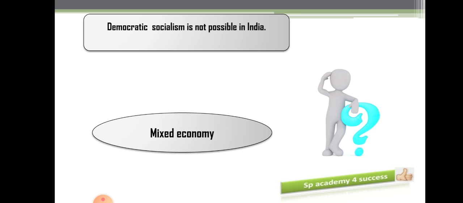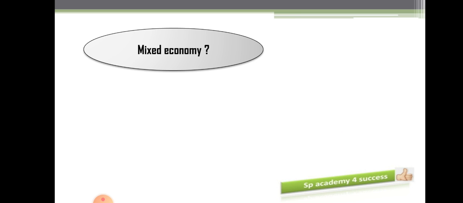Now the question is, what is this mixed economy? Mixed economy means both public and private economy. In India, we have both the public economy and the private economy. It means we have both private and public companies. So the government is not maintaining everything. There are private companies where the rich people will invest their money. As a result, the rich will become much richer.